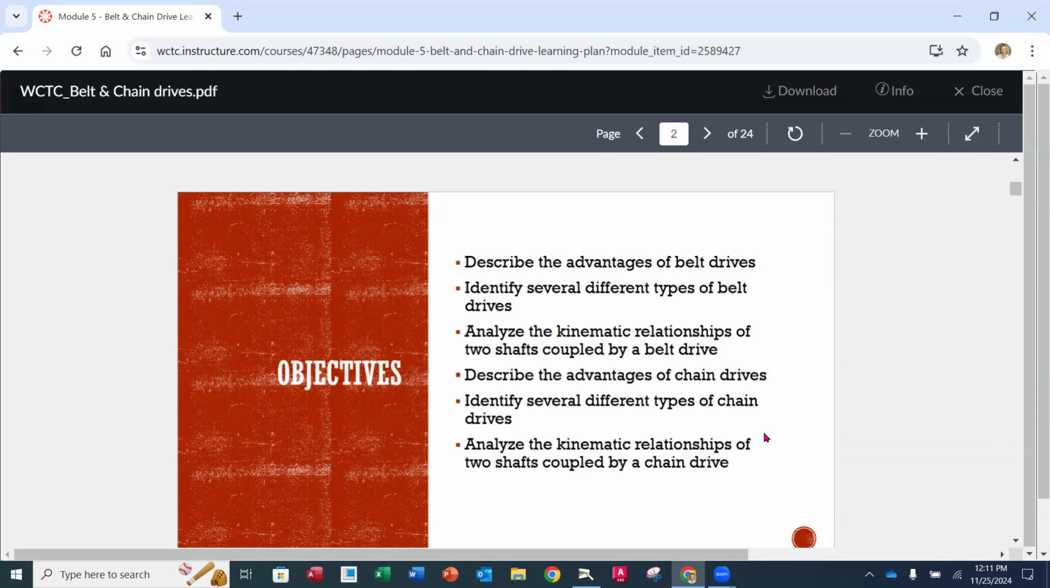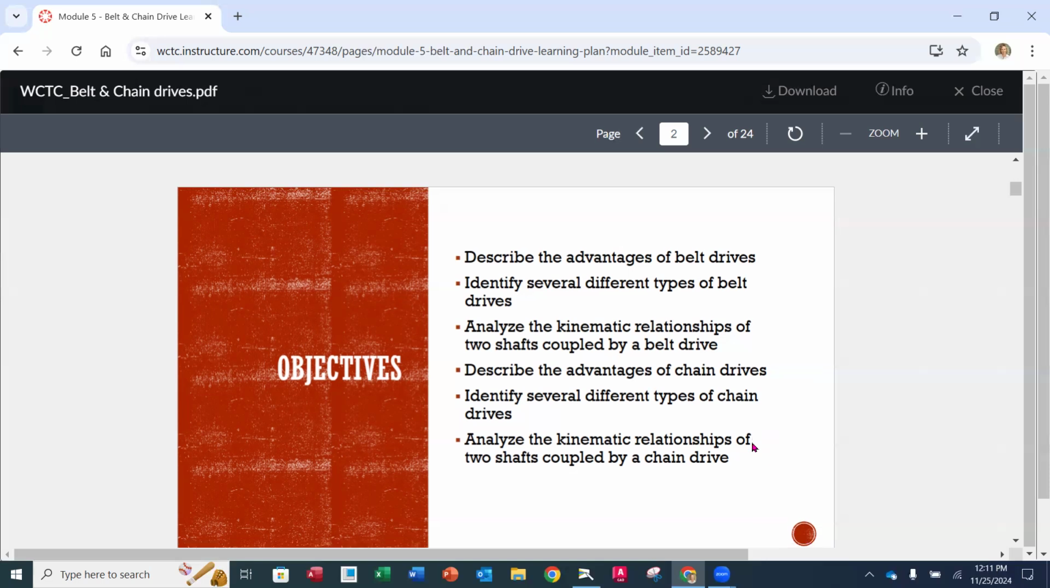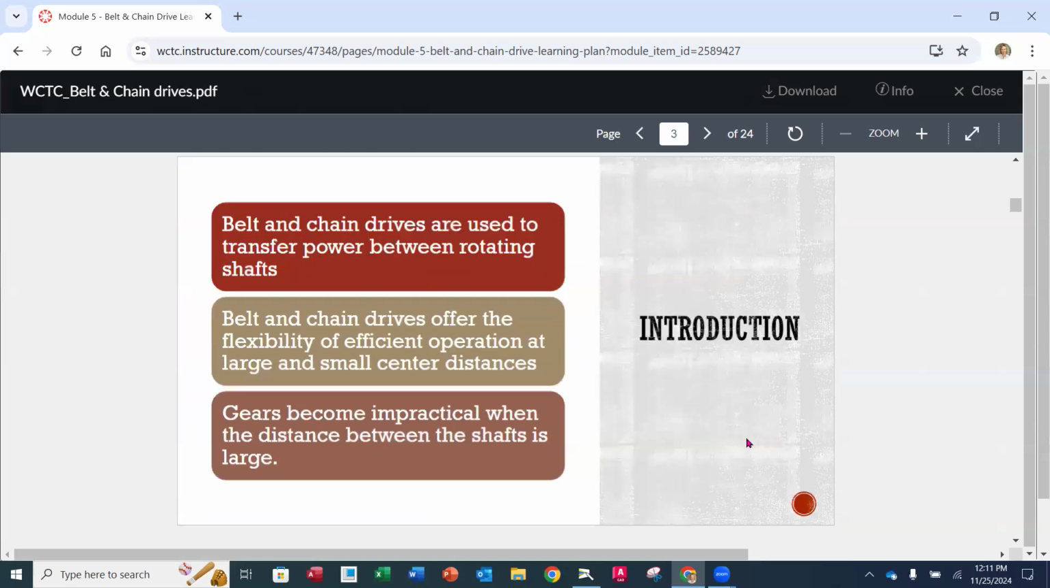Then we're going to transition over and look at chain drives, and we're going to see a lot of similarities between chain drives and belt drives, but a slightly different way of transmitting the motion and the torque. We're going to look at different types of chain drives, and then again analyze the kinematic relationships and apply them to applications where we're going to be designing a chain drive for an industrial application.